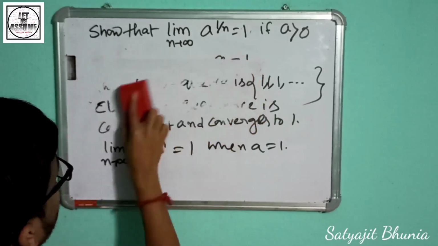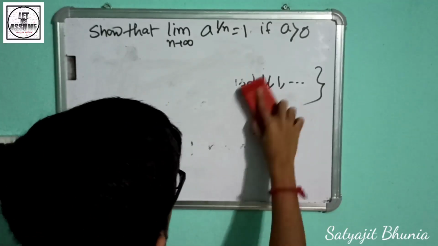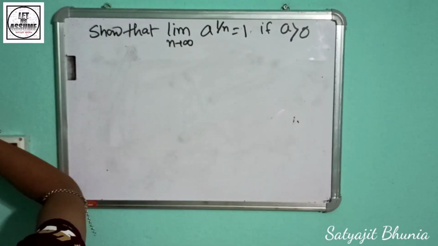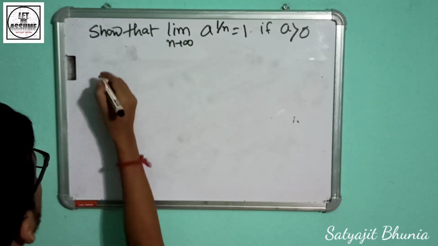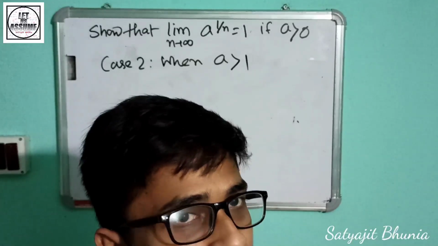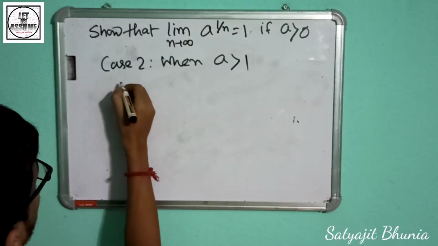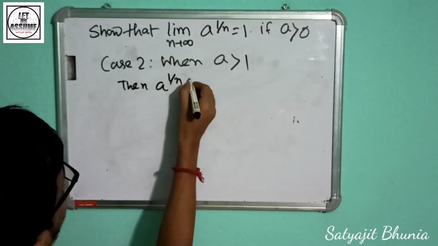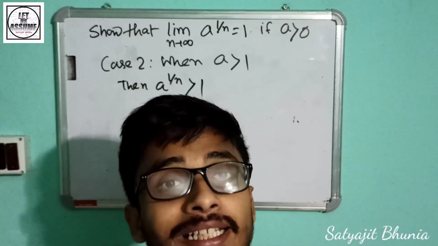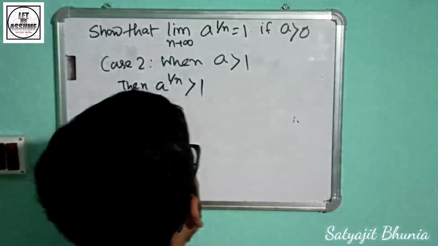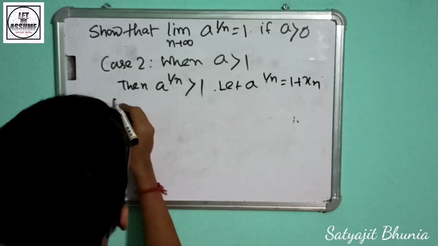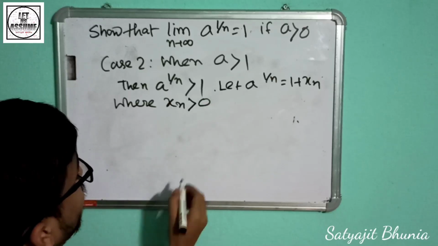কেস 2. Case 2 when a is greater than 1. So then a to the power 1/n is also greater than 1. তাহলে আমরা কি বলতে পারি, a to the power 1/n is equal to 1 plus xn, যেখানে xn is greater than 0. Let a to the power 1/n is equal to 1 plus xn where xn is greater than 0.